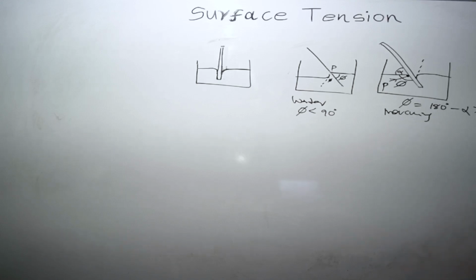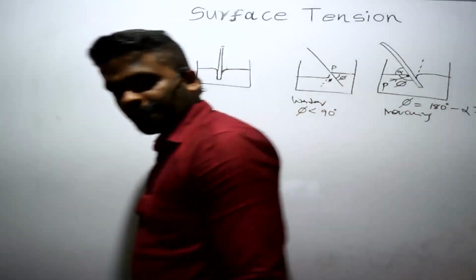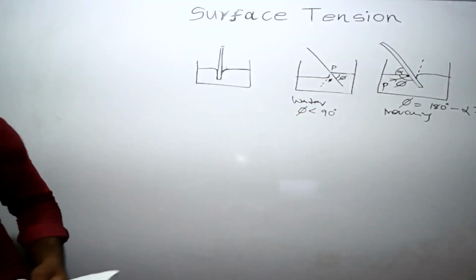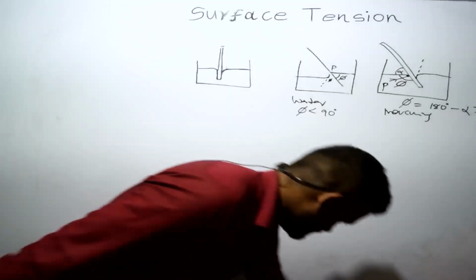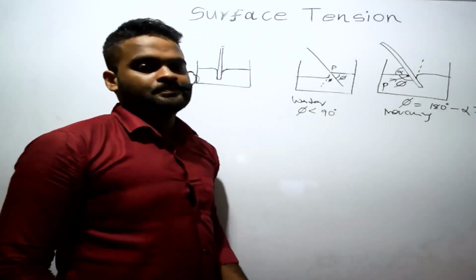Next point: measure the angle between the plate and the horizontal liquid surface. Okay.